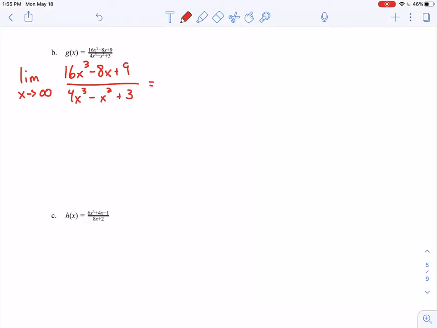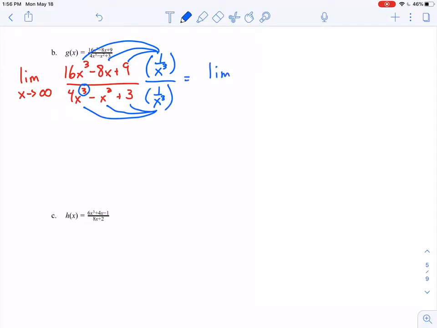So this is equal to, let's not get too carried away here. I'm going to multiply this by, again, I'm going to determine the highest power of the denominator. And in this case, it's x cubed. So I'm going to multiply both my numerator and my denominator by 1 over x cubed. And again, I'm going to distribute that to each term in my numerator and each term in my denominator. So the limit as x approaches infinity here.